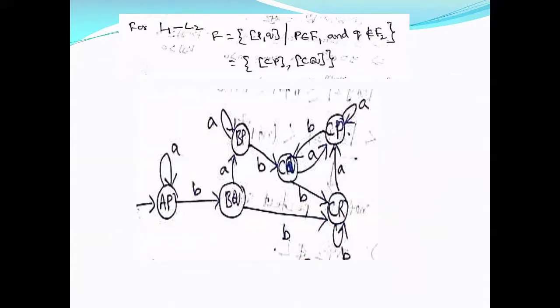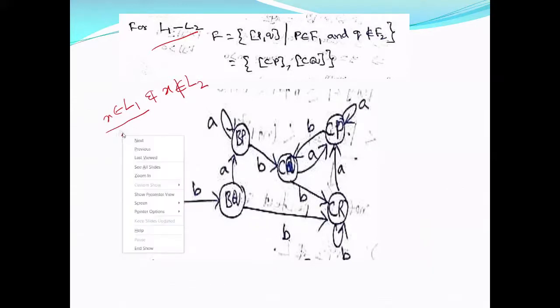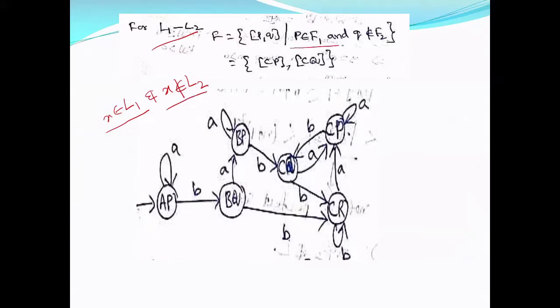Then set difference. L1 minus L2 means a string should belong to L1 but not to L2. X should belong to L1 and X does not belong to L2. That means you have to fix the pair where one is a final state from M1 and the other is a non-final state from M2. Then M1 will accept and M2 will reject it, because this string should belong to L1 minus L2. Belonging to L1 means it should be accepted by M1. Not belonging to L2 means it should be rejected by M2.